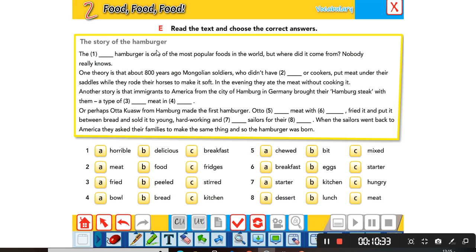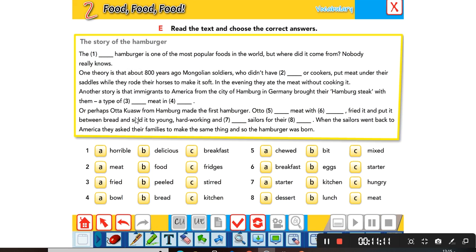Number 1, the space hamburger is one of the most popular foods in the world. Here you might notice that the word foods is plural, while usually you know that food is uncountable. It is countable, and it can come as foods when you mean more than one kind of food. So you can say foods in the world, but where did it come from? Nobody really knows. So the space hamburger is one of the most popular foods.